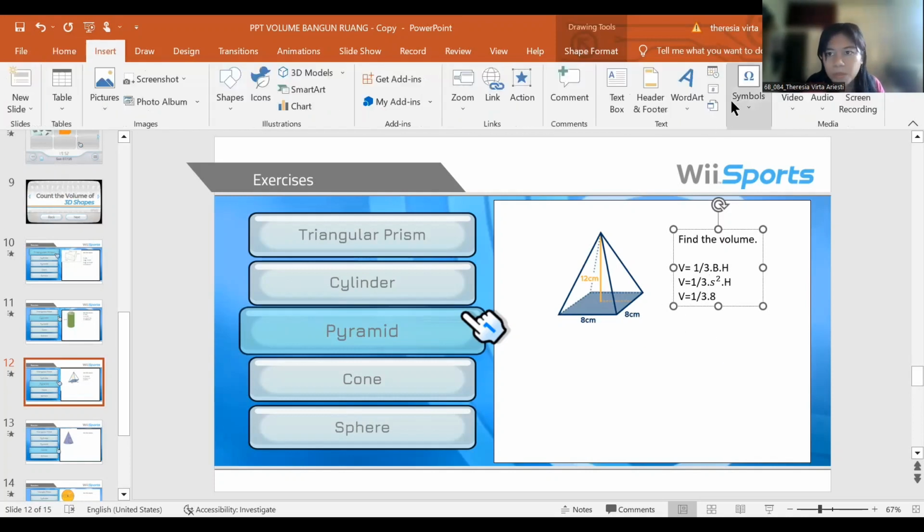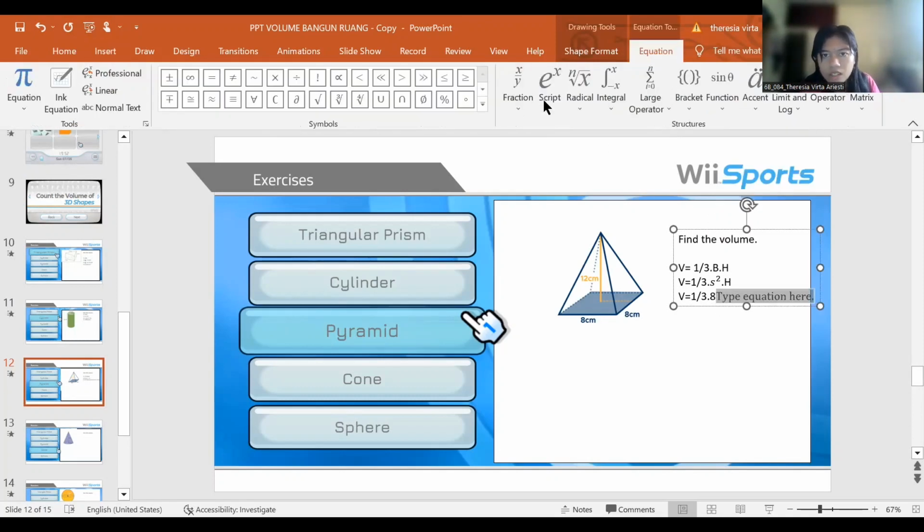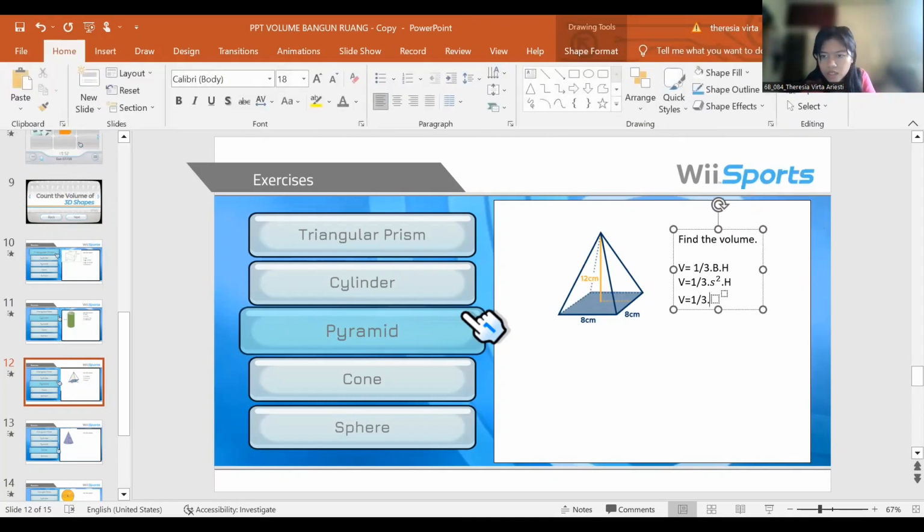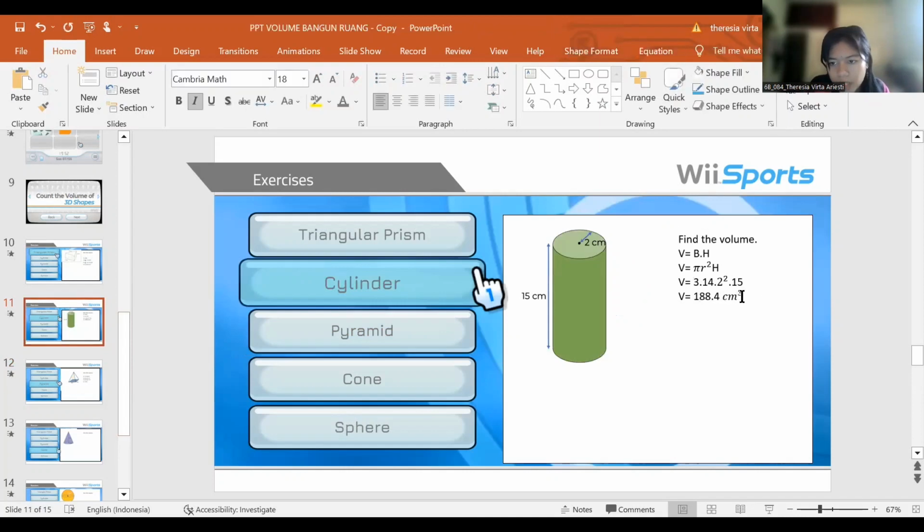So 8 square. And then the height is 12. So we got 256 centimeters cubic. Centimeters cubic.